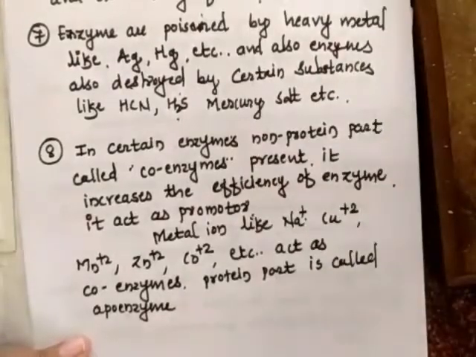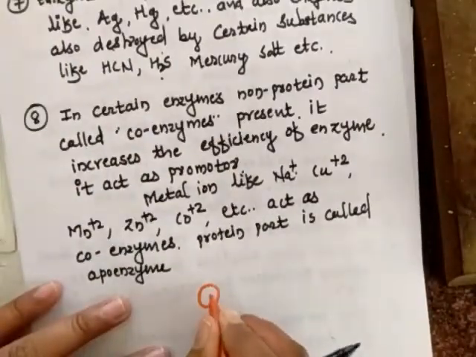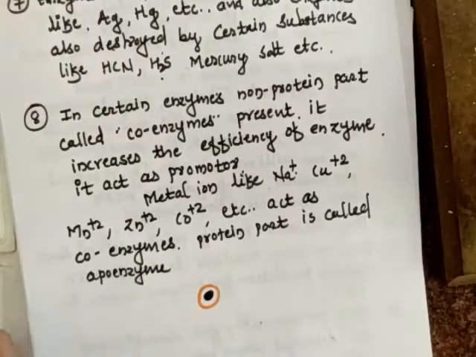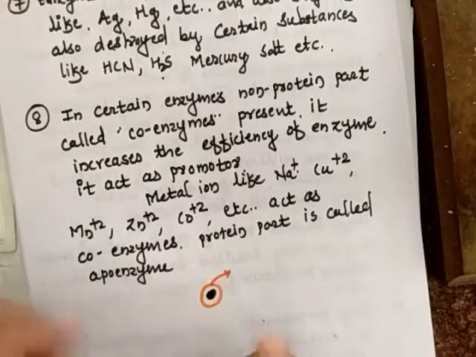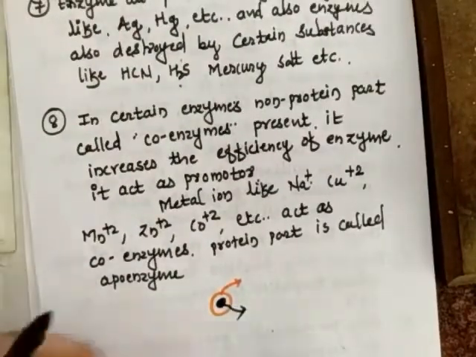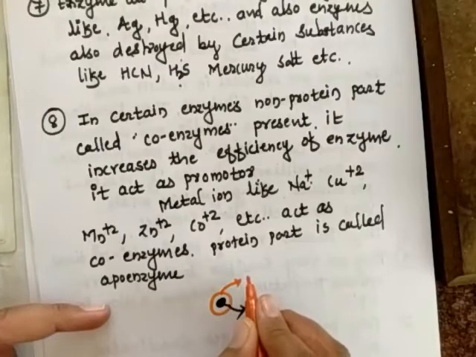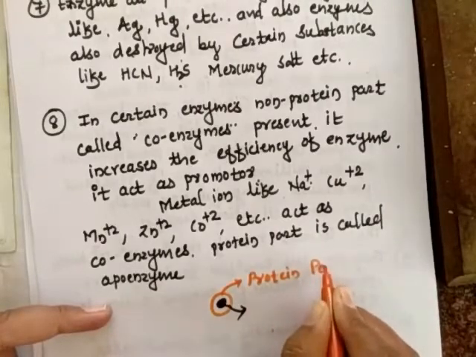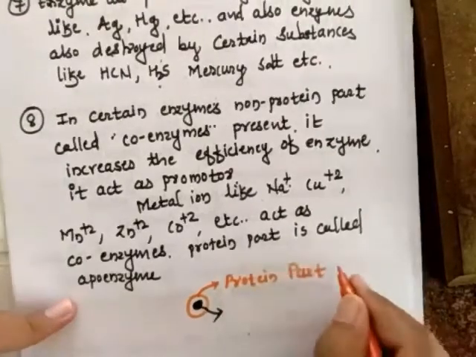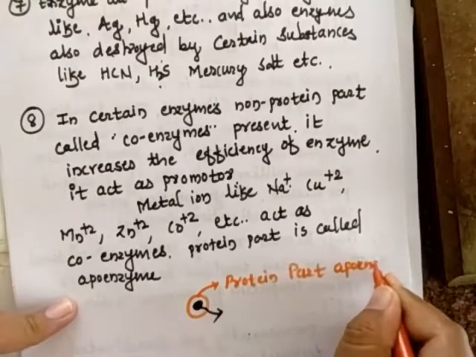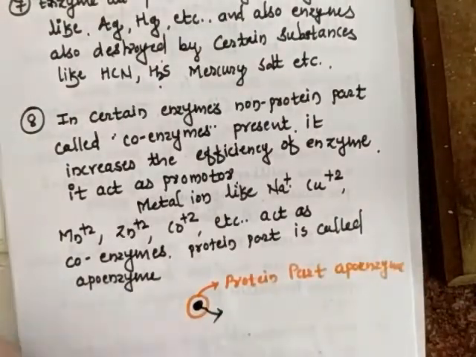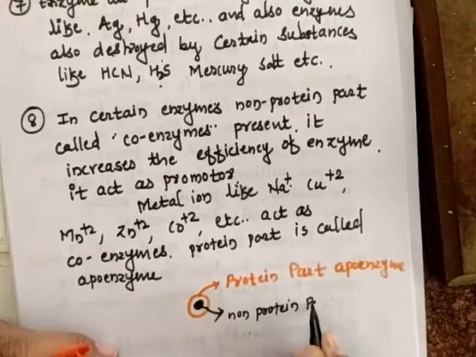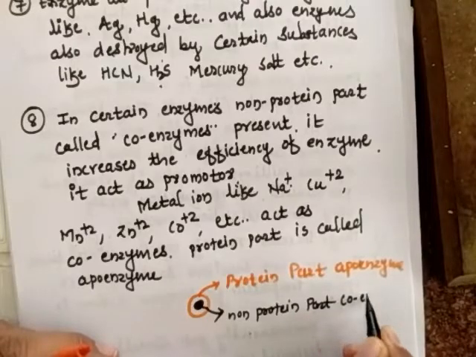So what I want to tell you is, consider this is our enzyme. Inside that enzyme, a protein part is there and a non-protein part is there. This protein part, I will write here, we call it the apoenzyme. And the non-protein part, we call it the coenzyme.